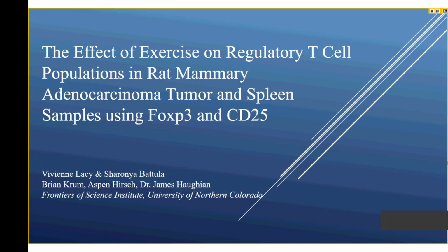Their project is the effect of exercise on regulatory T cell populations in rat mammary adenocarcinoma, using FOXP3 and CD25. My name is Vivienne.